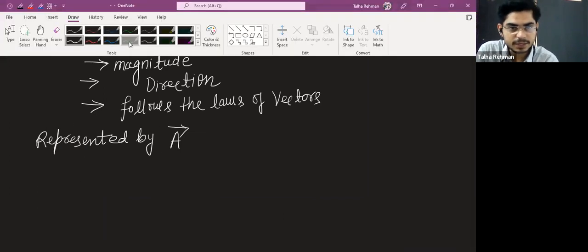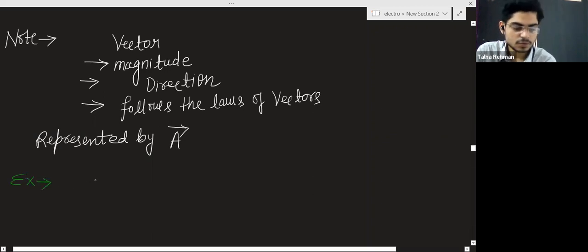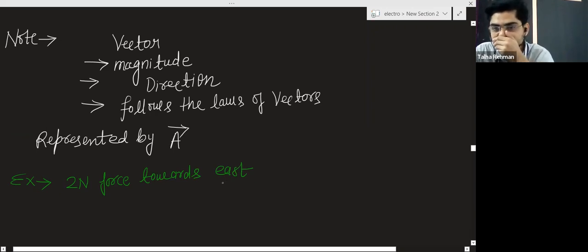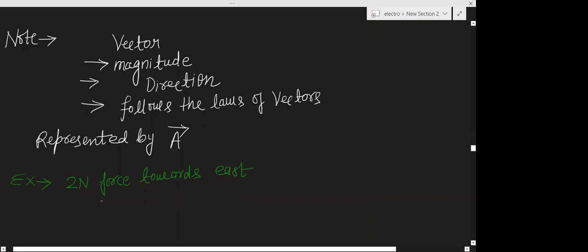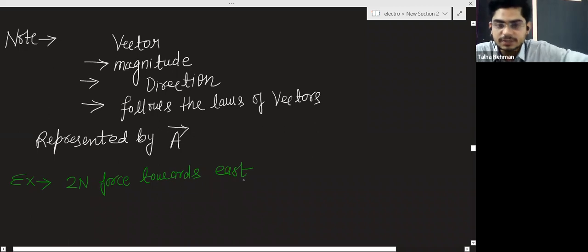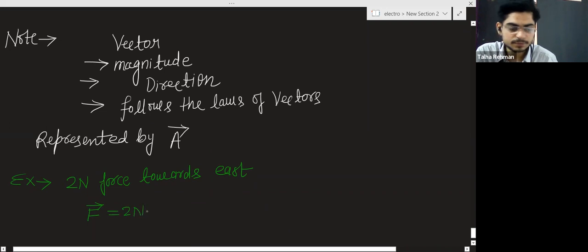For an example, I am saying two Newton force towards east. Two is the magnitude and east is the direction. East, west, north and south are directions. So this has magnitude and it also has direction, and it will also follow the laws of vectors. So I can write this 2 Newton, this is a force, so I can write this force F as 2 Newton due east.